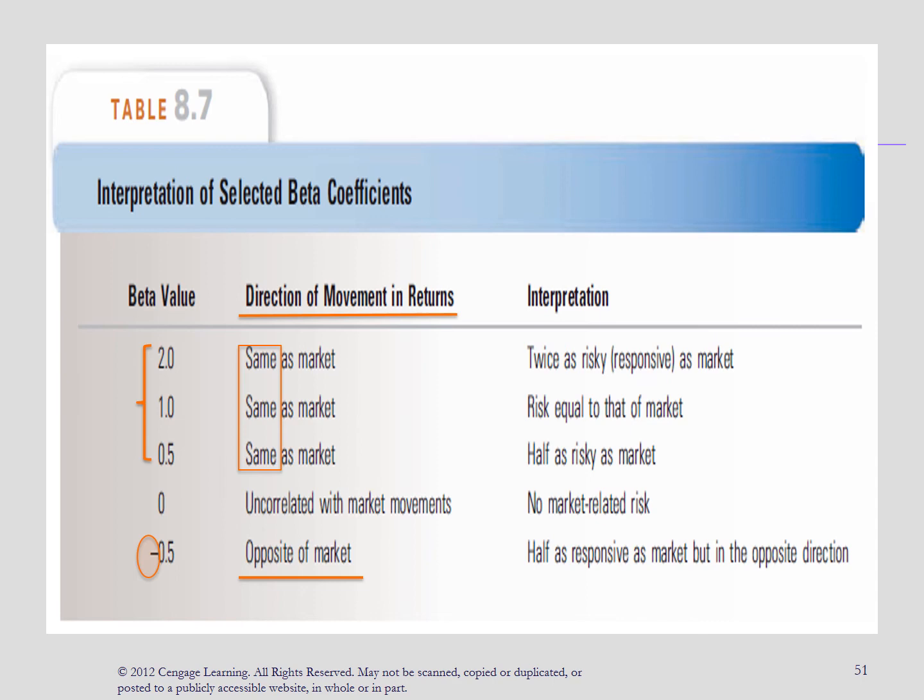For example, a security's beta equal to 2 means the security is twice as risky as the market. A security's beta equal to 1 means the security's risk is equal to that of the market. A security's beta equal to 0.5 means the security is half as risky as the market.